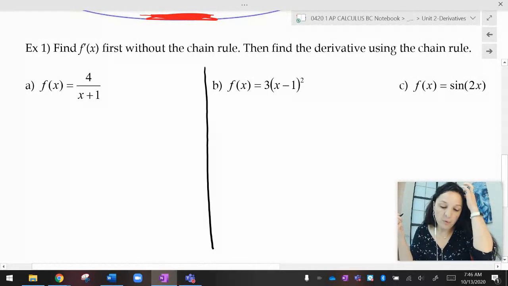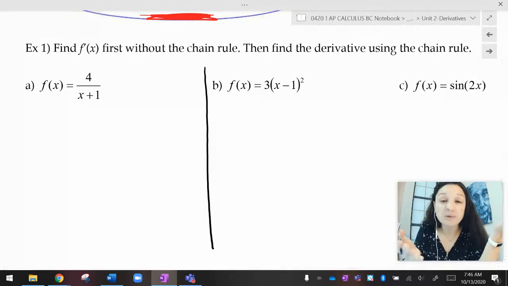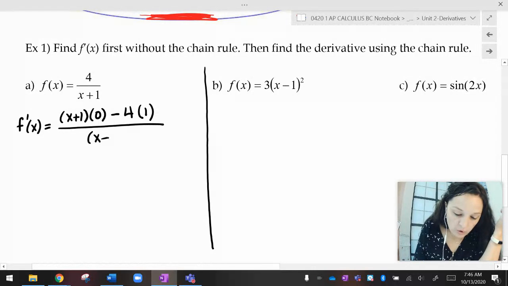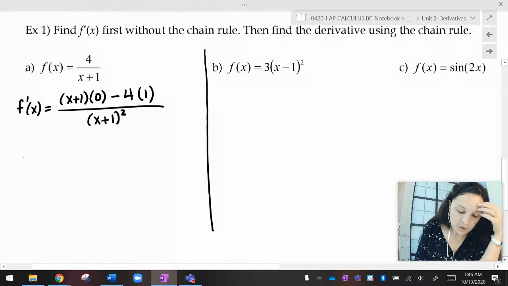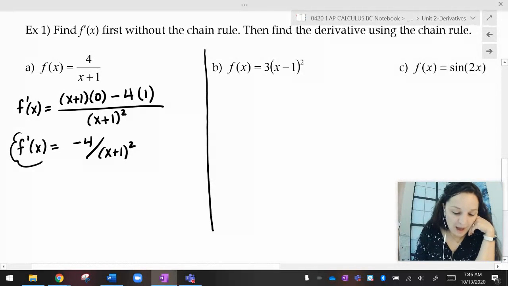If I look at 4 over x plus 1, if I didn't have the chain rule to use, I would see this as a quotient, and I would do the quotient rule. So f prime of x would be low d high minus high d low all over low times low. So my derivative is really going to be negative 4 over (x plus 1) squared. Okay, I'm fine with that. But now it says I can do it with the chain rule as well.